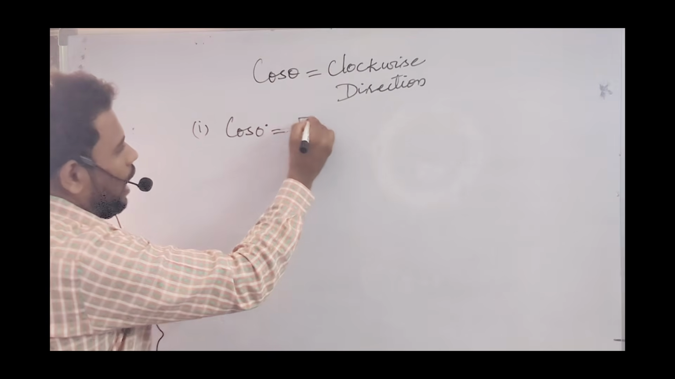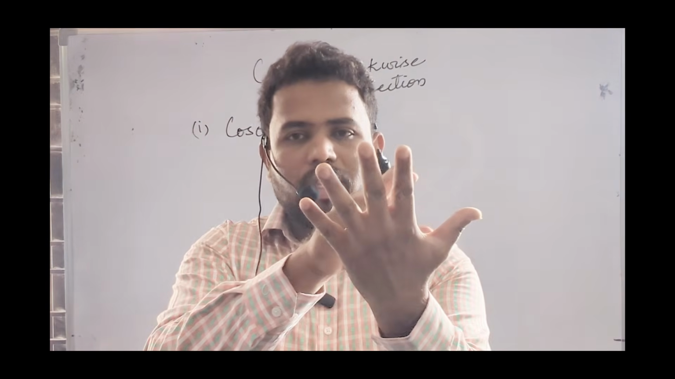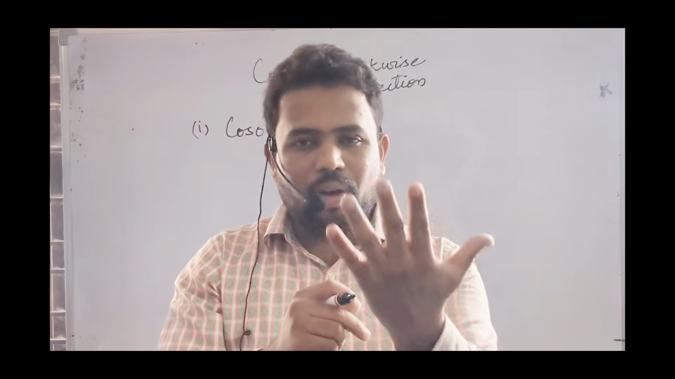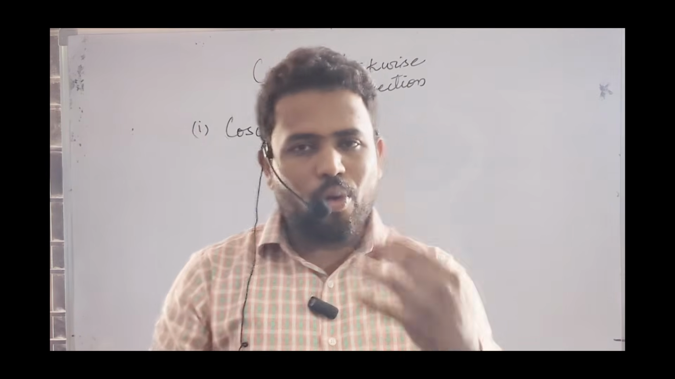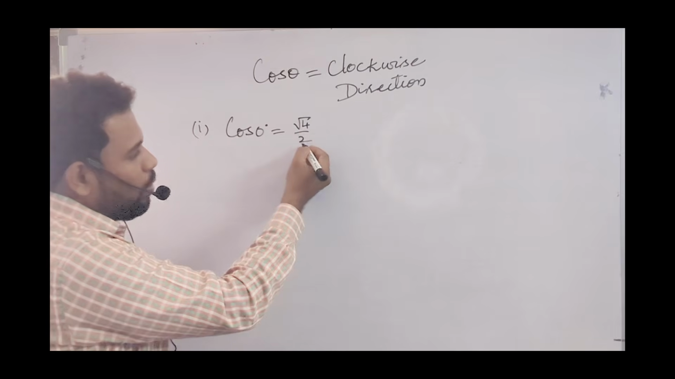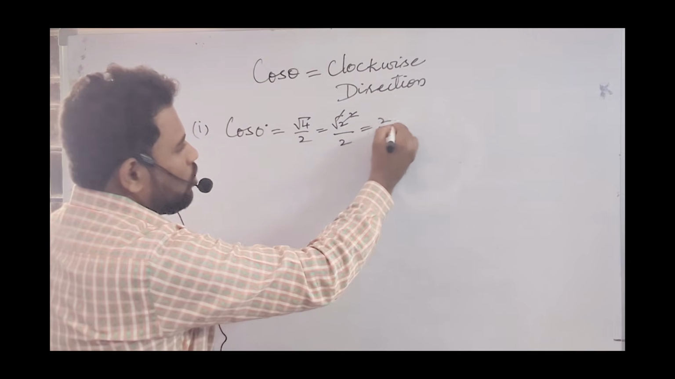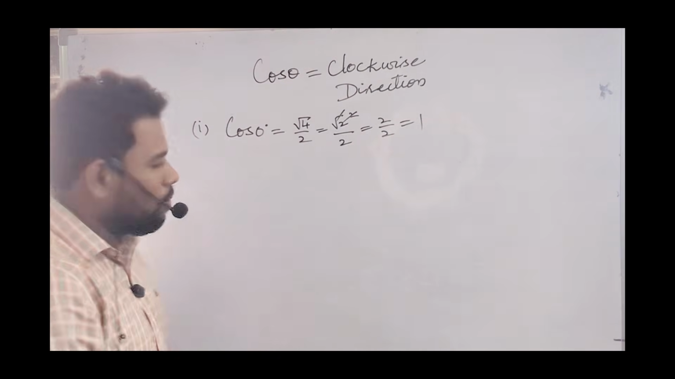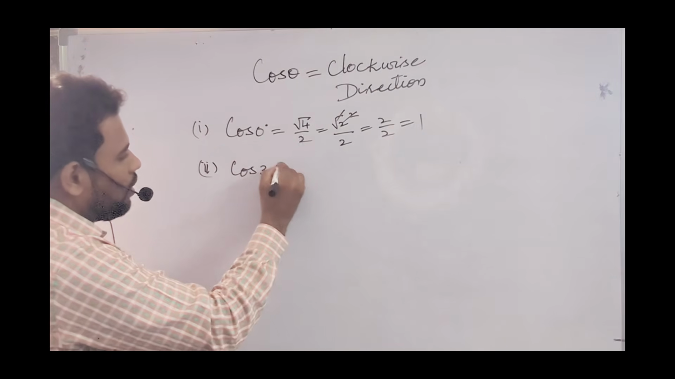Cos 0 degree. Again, root by 2. Again, same 5 fingers. 0, 30, 45, 60, 90. Now we have to count clockwise. How? So 0 is here. How many fingers? 4. Right, 4 here. Okay, root 4 by 2, which is equal to 2 square by 2. The square root got cancelled. Just now we saw 2 by 2 equals 1. 2 by 2 equals what? 1.